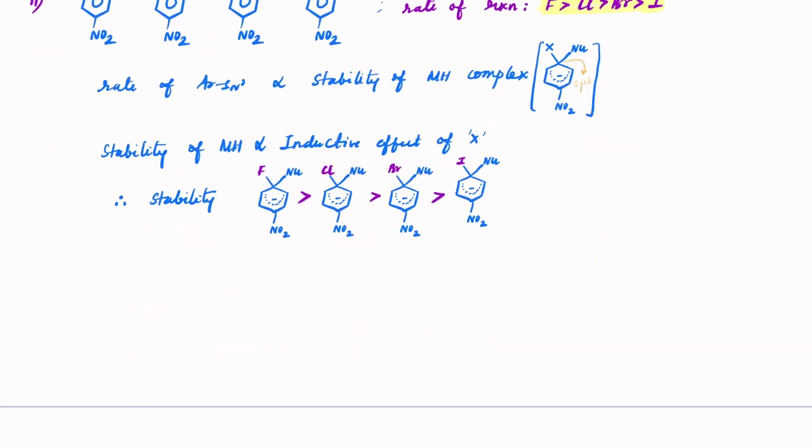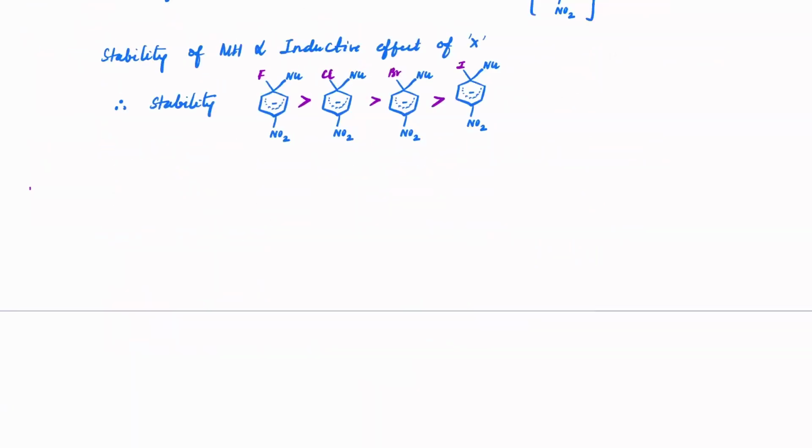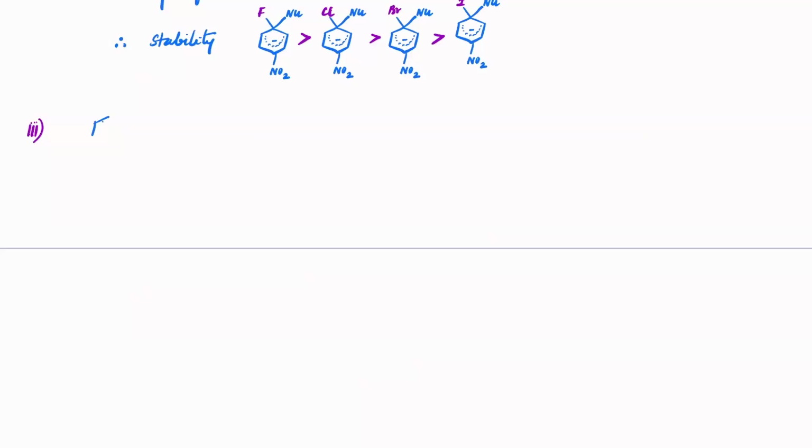Now let's take up the third case. Third case is when you have more number of nitro groups. That is, if you have chlorine with one NO2 at ortho position, maybe chlorine with two NO2s here like this, and then we have chlorine with three NO2 groups here like this.